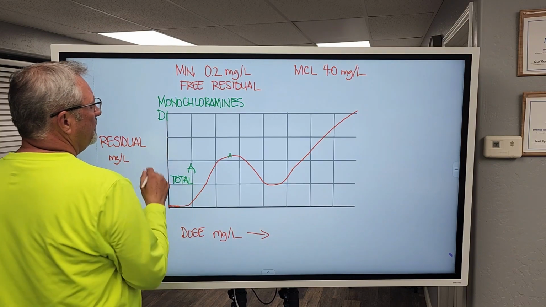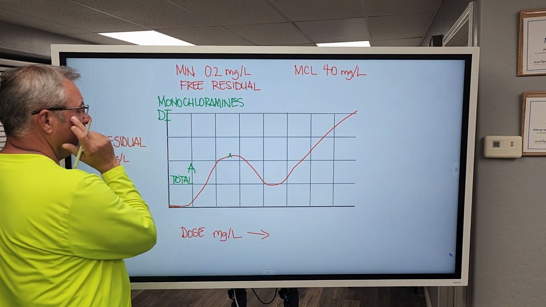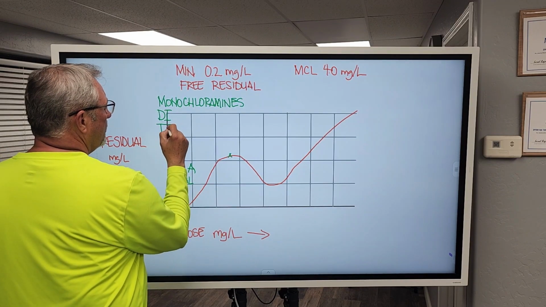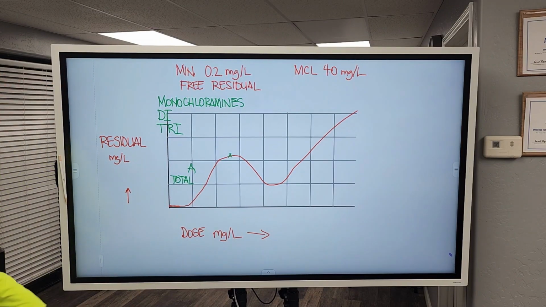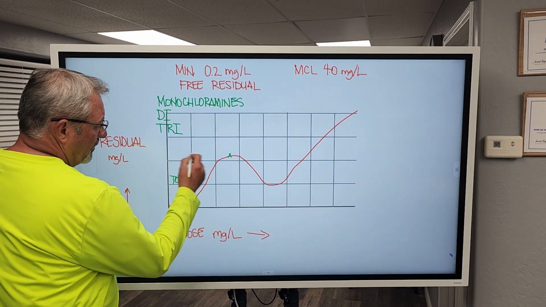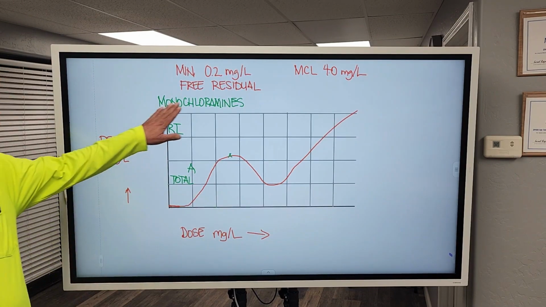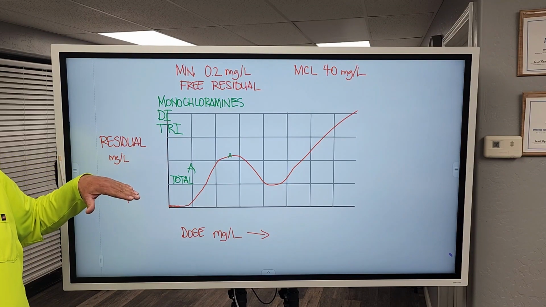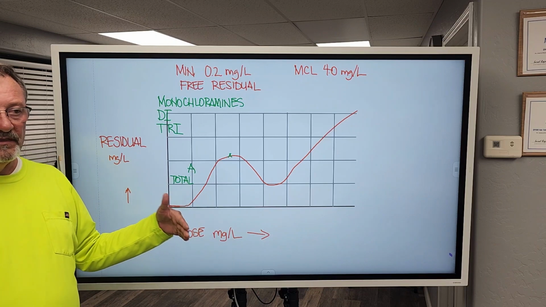Dichloramines, I'm not going to spell it all out. Dichloramines, and I'll just make it like this so it stands out better. Dichloramines, and then trichloramines. So through this part A right here, this A part of the curve, we have mostly monochloramines, but we also have dichloramines and trichloramines. These are weak disinfectants, but they're long-lived.